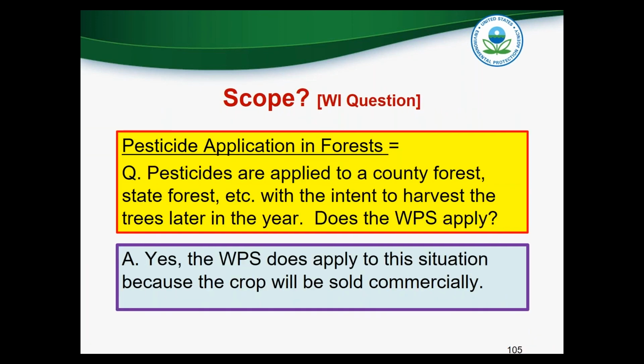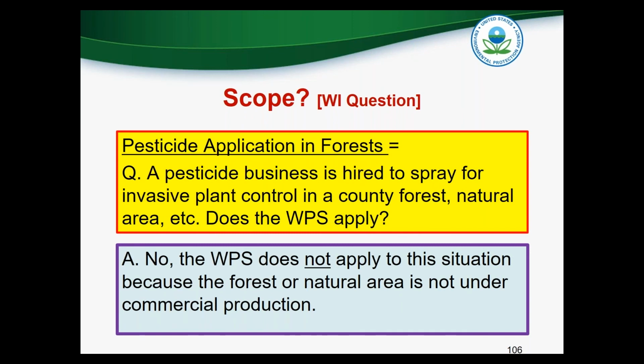Next question. Application in forest from Wisconsin: pesticides are applied to a county forest, state forest, etc., with the intent to harvest the trees later in the year. Does it apply? The answer is yes. The WPS does apply to the situation because the crop will be sold commercially. Next question. Pesticide businesses hired to spray for invasive plant control in a county forest natural area. Does it apply? We're not talking about commercial production here, so no, the WPS does not apply to the situation because the forest or natural area is not under commercial production.